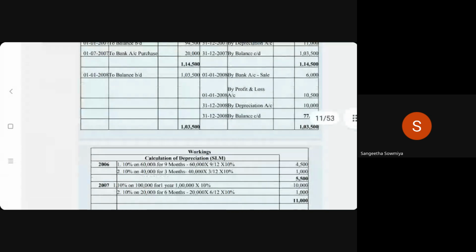Right, now we have to write the balance. Debit balance is 1,03,500. Closing balance or book value of the asset will be 77,000. Do you understand? See here, closing balance is the value of the asset, the written down value of the machinery at the end of the year 31/12/2008, is 77,000 under straight line method. This is the accounting for depreciation. Okay.